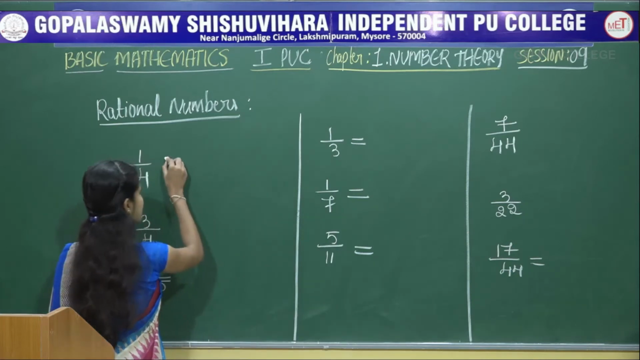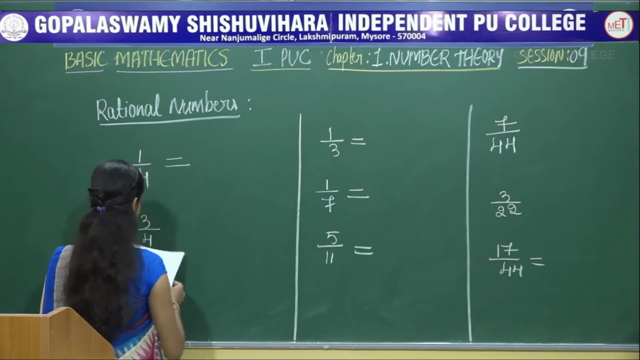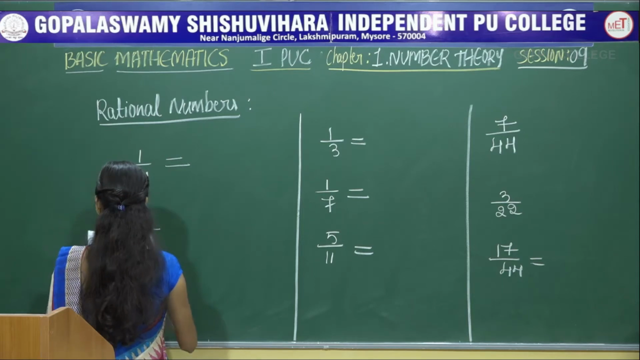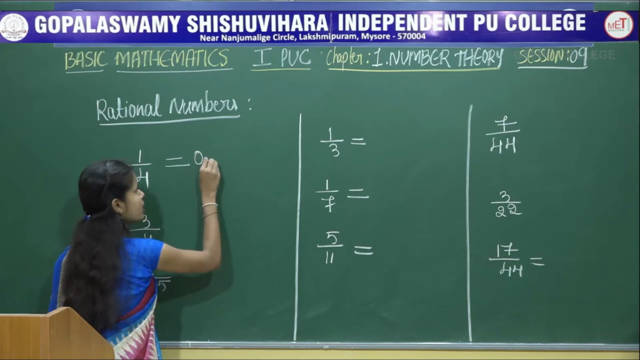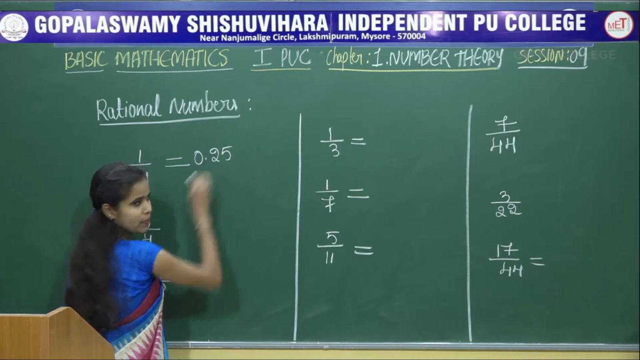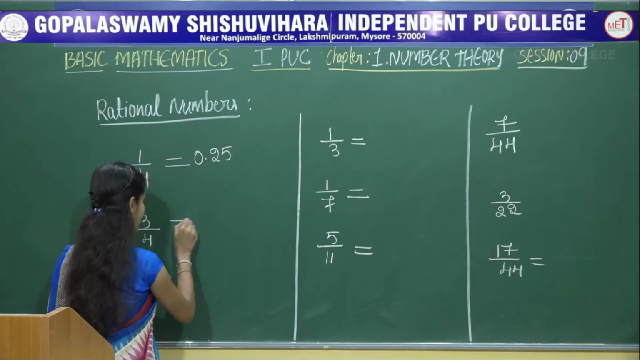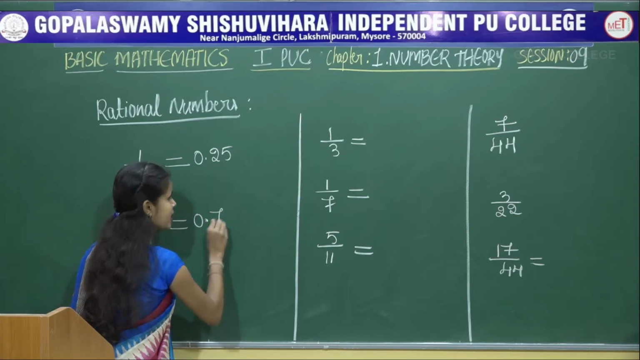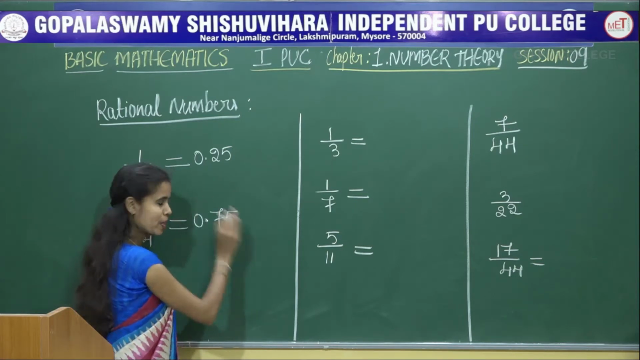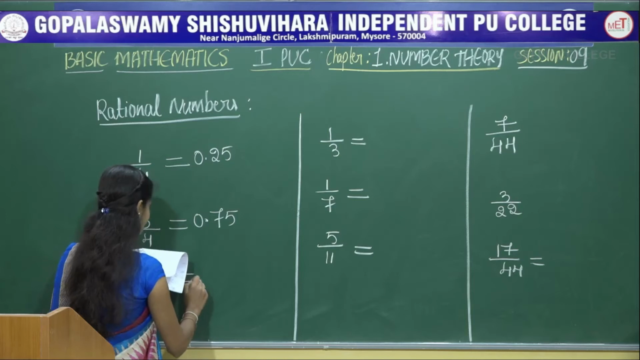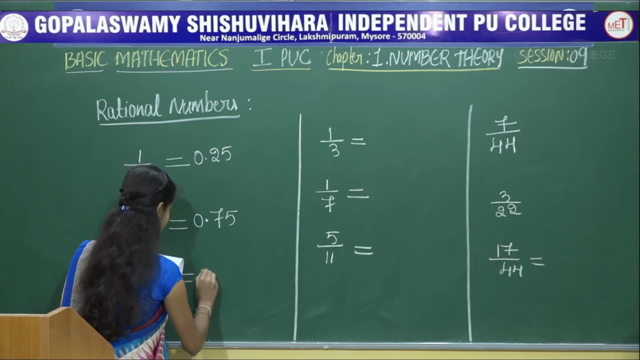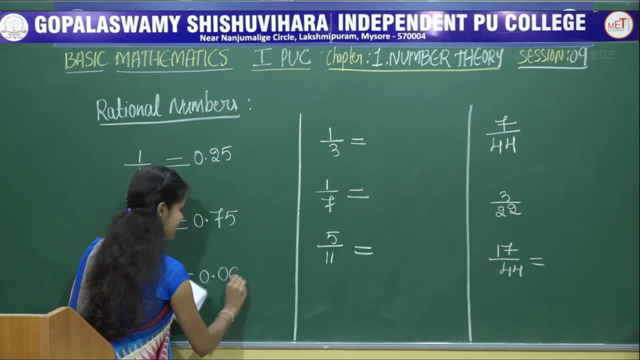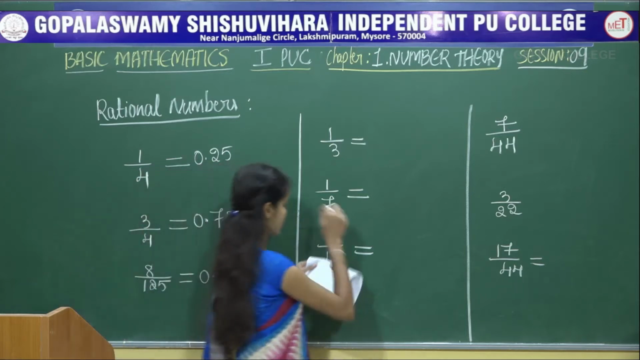First represent 1 by 4 in decimal form. 1 by 4 is 0.25. Then 3 by 4 is 0.75. Next, 8 divided by 125 is 0.064.